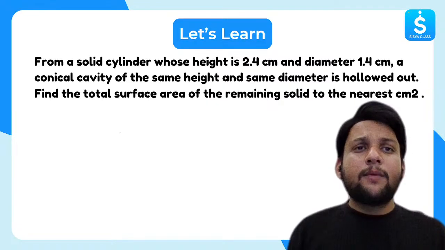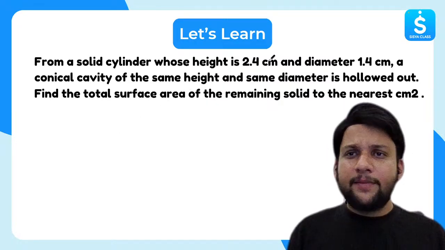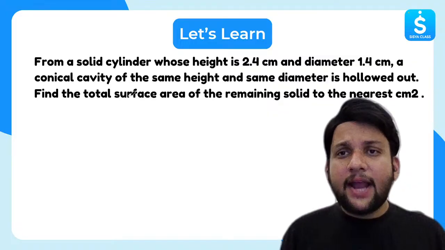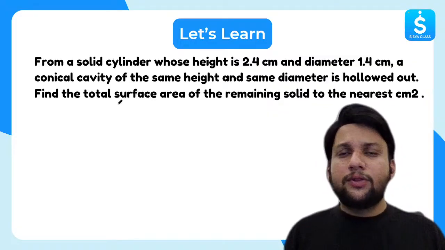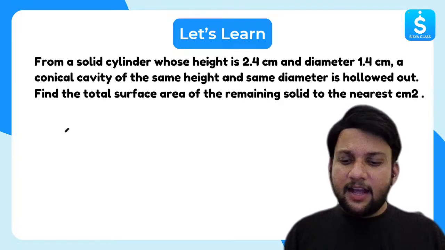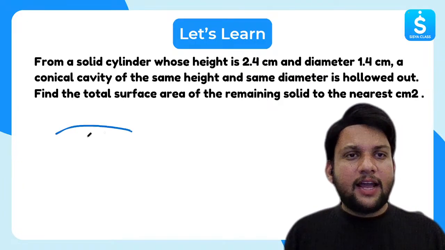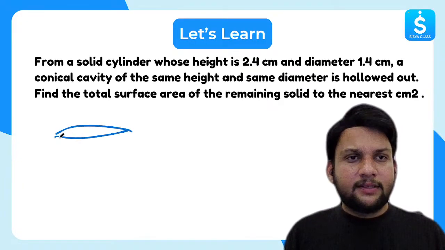The question is: from a solid cylinder whose height is this and diameter is this, a conical cavity of the same height and the same diameter is hollowed out. Find the total surface area of the remaining solid to the nearest centimeter square. So what does it say? Again, I have to first draw the diagram. So I have a solid cylinder, something like this.